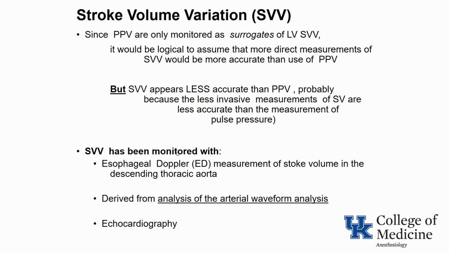As indicated on this slide, stroke volume variation can be monitored in various ways. In England, they use esophageal Doppler. It can be derived from analysis of arterial waveform analysis, which we've just described, and it can be derived from echocardiography.